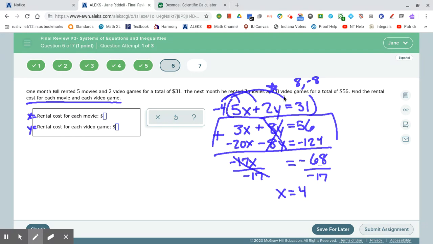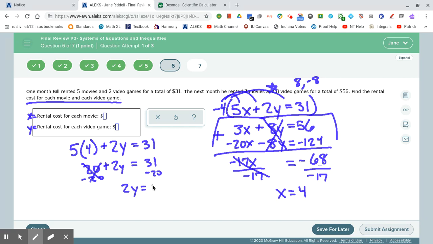The other one, the video games, now we need to figure out what that is. So we'll go back to one of our relationships. We knew that 5 movies, so 5 times 4, plus 2 times the cost of the video game is equal to 31. So I'm just substituting in, instead of writing X, I'm replacing it with 4, since we now know that $4 is the cost for a rental, to rent a movie. So this is going to give me 20 plus 2y is equal to 31. I'm going to subtract 20 on both sides, and that's going to give me 2y is equal to positive 11.